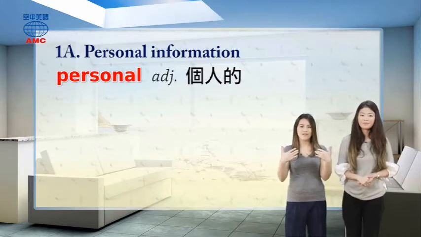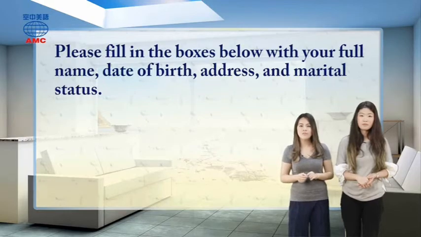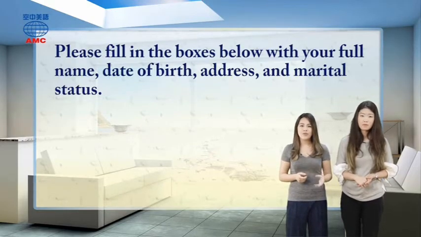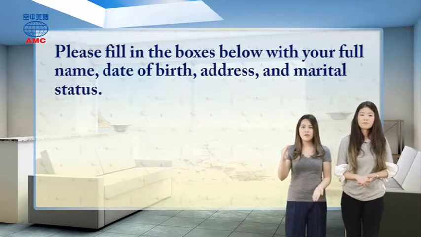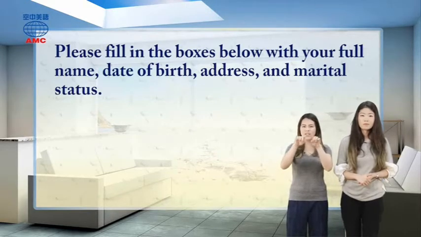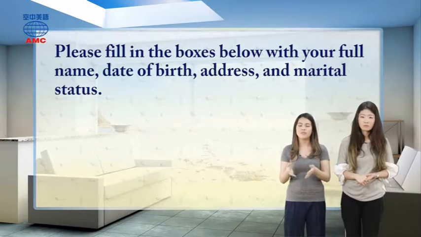Your own stuff. All right, so next it says, please fill in the boxes below with your full name, date of birth, address, and marital status. All right, so if you see on the article, we have a kind of like a chart, and now you have to put in the chart, you have to put your name, your date of birth, your address, and your marital status. Now, what is a marital status?